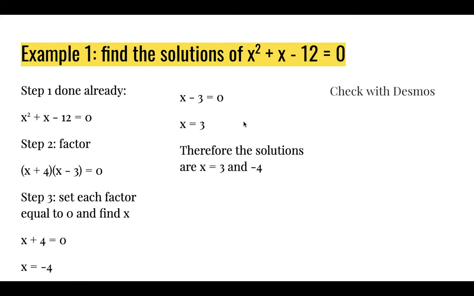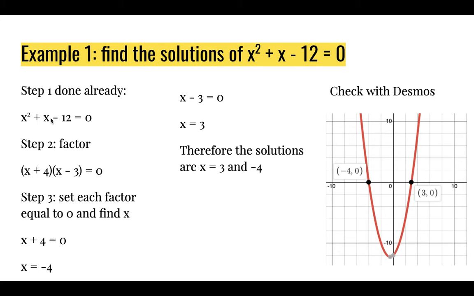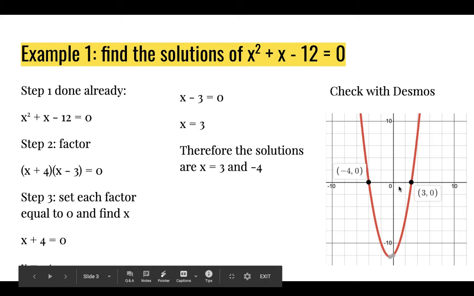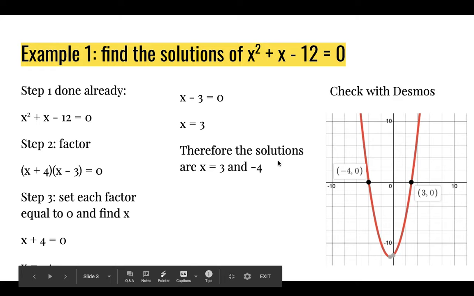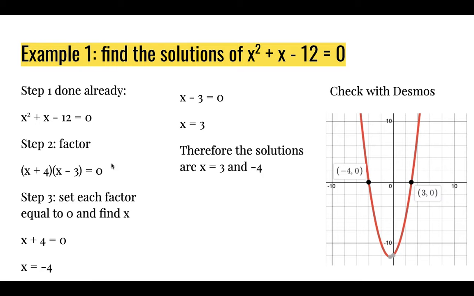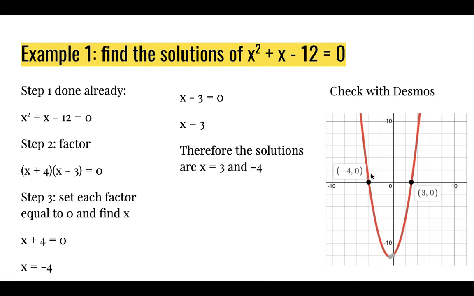You can check this with Desmos. If you put this equation into Desmos, you will see that the x-intercepts are indeed when x is 3 and negative 4. So that's why, again, these are called zeros because we're making each of these 0. They're called solutions because these are the solutions that make this equation true. And they're also called x-intercepts because that's where the parabola goes through the x-axis. I think that's pretty cool.